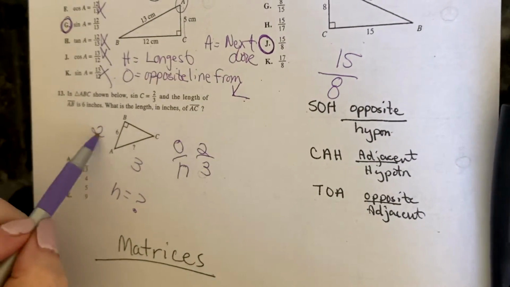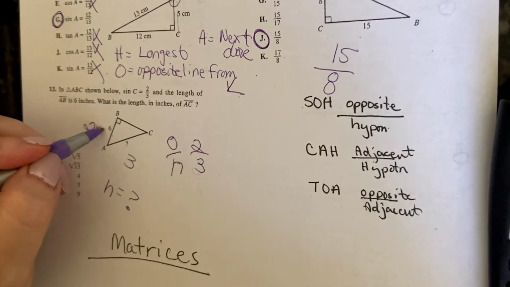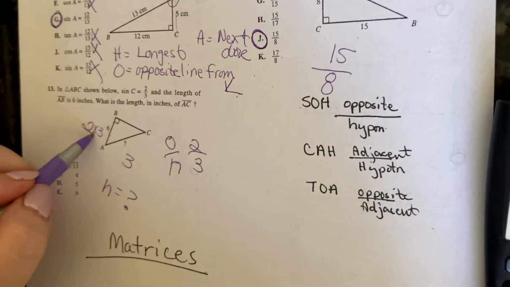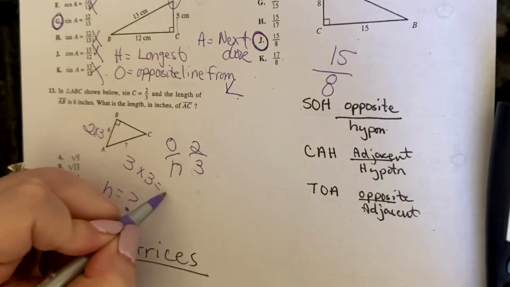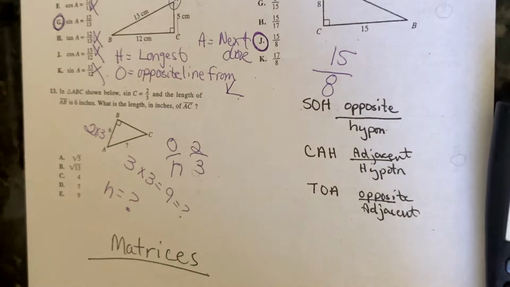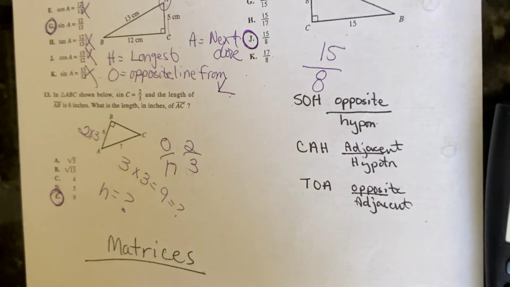Okay, so how do we get from 2 to 6? We have to times by 3, so it's 2 times 3 equals 6. So what we do here, we have to do here. So we have to do 3 times 3, which would be 9. So the question mark is 9. So we're going to go right there. And that's our answer on that one.